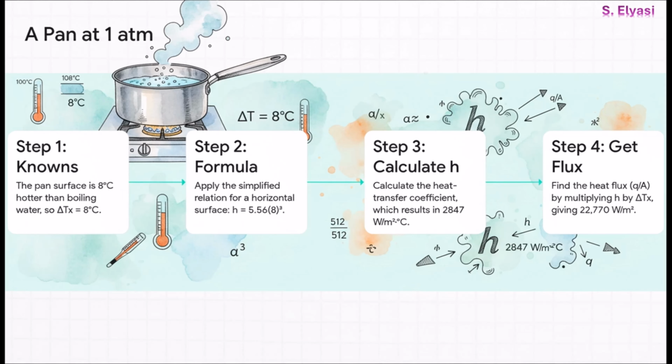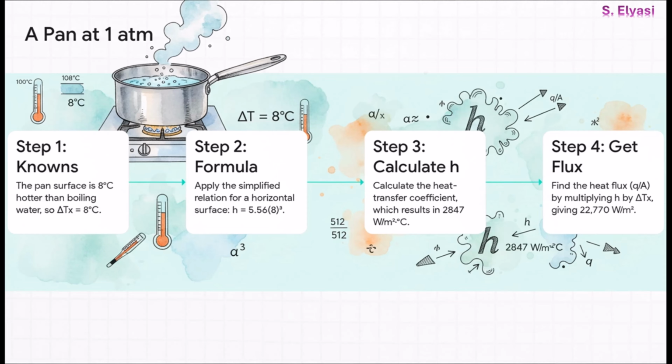Now, watch what happens when we plug that into the formula. We're not just multiplying by 8, we're multiplying by 8 cubed. That's 8 times 8 times 8, which is 512. So that small 8-degree difference gets amplified like crazy, giving us a heat transfer coefficient H of 2,847.